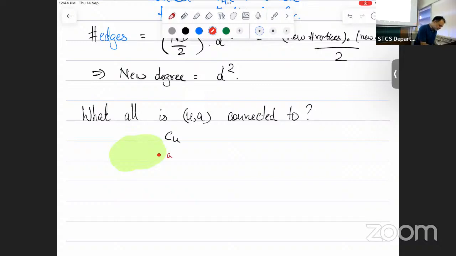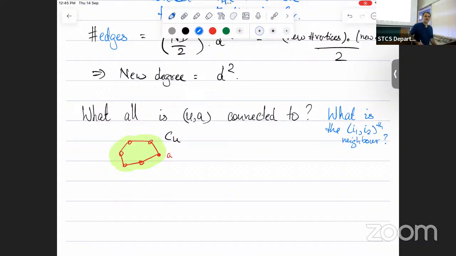Okay, good. So now this is maybe connected to some bunch of things. I want to know what this guy is connected to. This U comma A is what I'm referring to as this particular vertex, the copy of A inside the cloud. So what am I connected to? Suppose I ask you to go to the I1, I2th neighbor. I know that the new degree is D squared, and I'm thinking of D squared as a pair, I1 and I2.